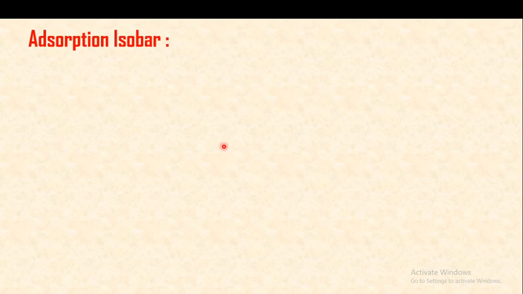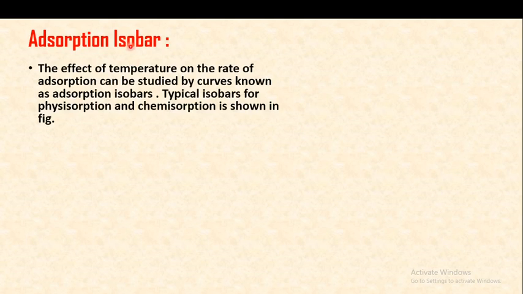So the next point is the adsorption isobar. So what is adsorption isobar? What happens in the adsorption isotherm? Adsorption isotherm means temperature remains constant. So what happens in adsorption isobar? Iso means constant and bar means pressure. So in this adsorption isobar, pressure is constant.